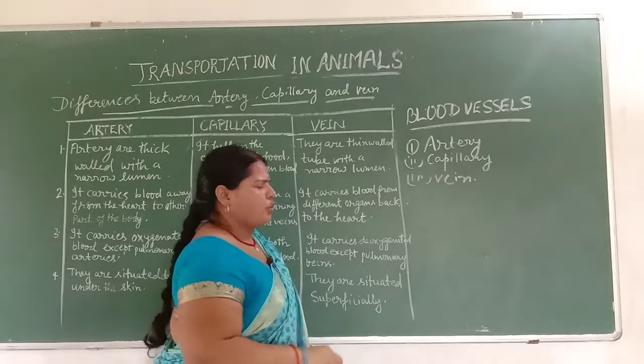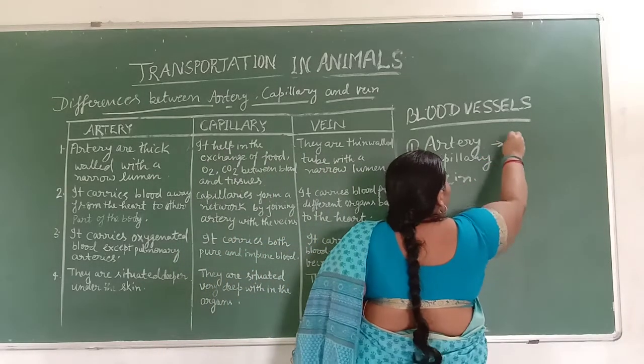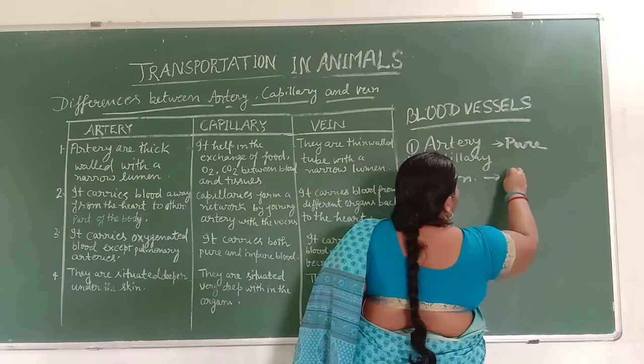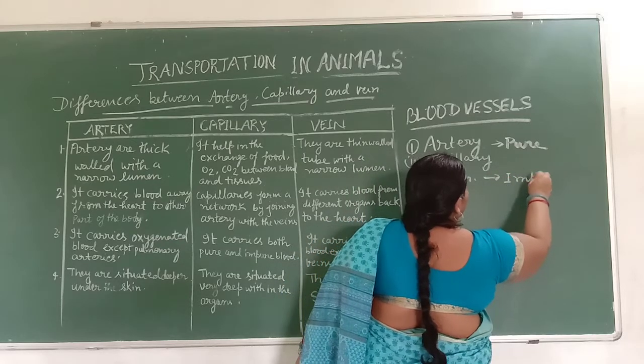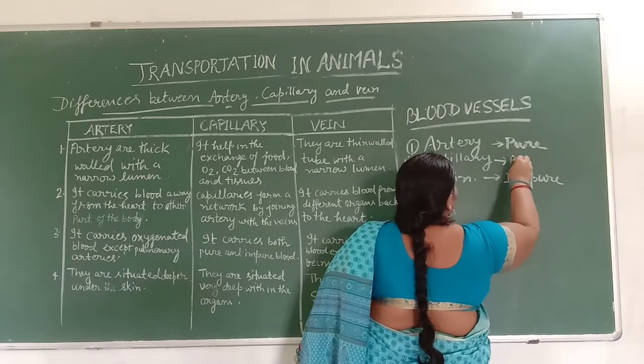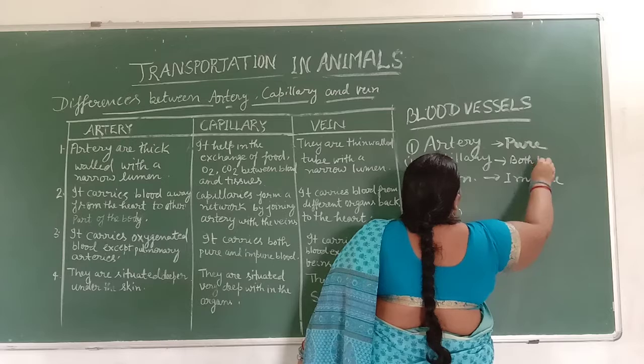Artery has the pure blood, and vein has the impure blood, and capillary has both pure and impure.